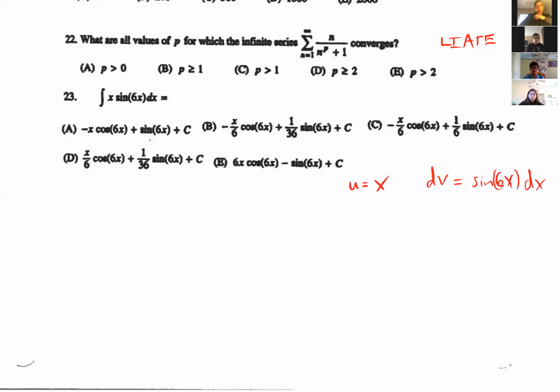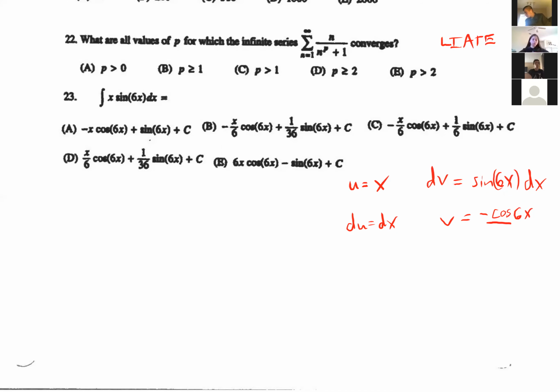Okay, so I'm going to find du. That's just dx. And then v, I'm going to take the integral here. So there is a rule. If you're taking the integral of sine of kx, it's negative cosine of kx over k. You could also do this one by U substitution if you forget the rule. So it's going to be negative cosine kx over k. So my k is 6.